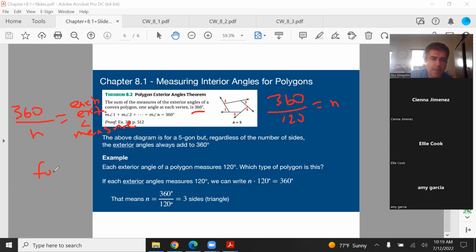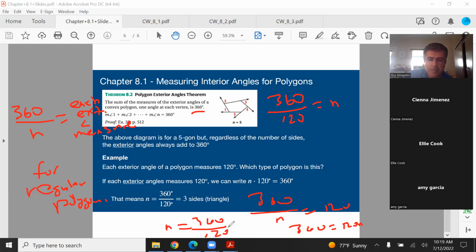And this is for regular polygons, by the way. Because all of them have the 360, and if it's regular, they're all going to be the same. And n being the number of sides, so that's what you do. So I could have done a problem like this: 360 over n equals 120, multiply both sides by n, and then divide both sides by 120. So there you go.